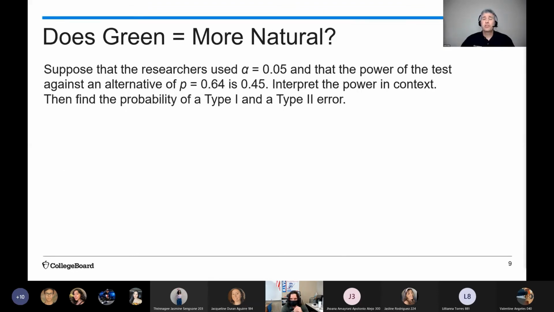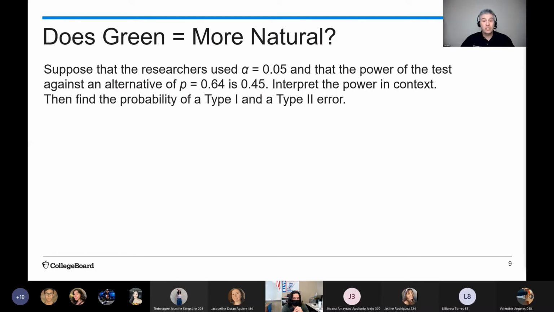Now, suppose that researchers used a significance level of 0.05 and that the power of the test against an alternative of p equals 0.64 is 0.45. Interpret the power in context, then find the probability of a type 1 and a type 2 error.